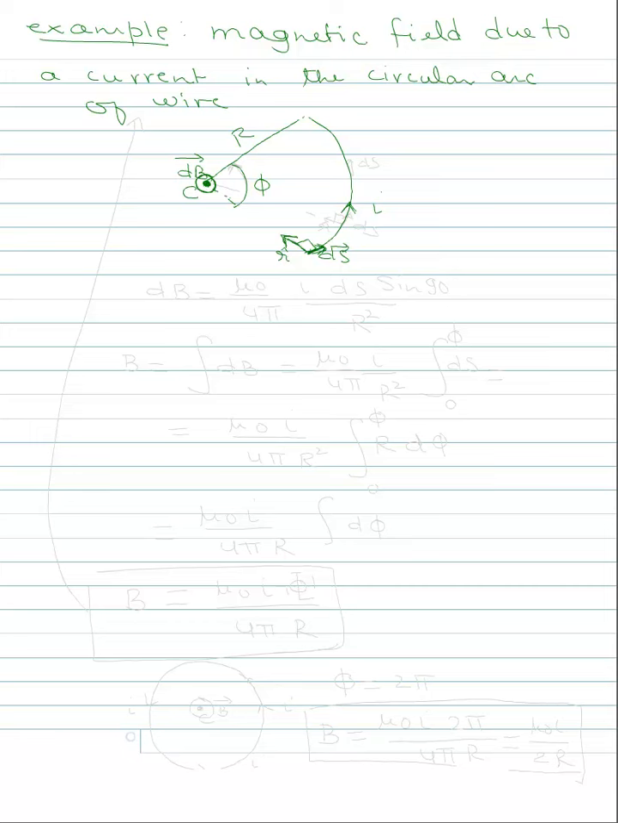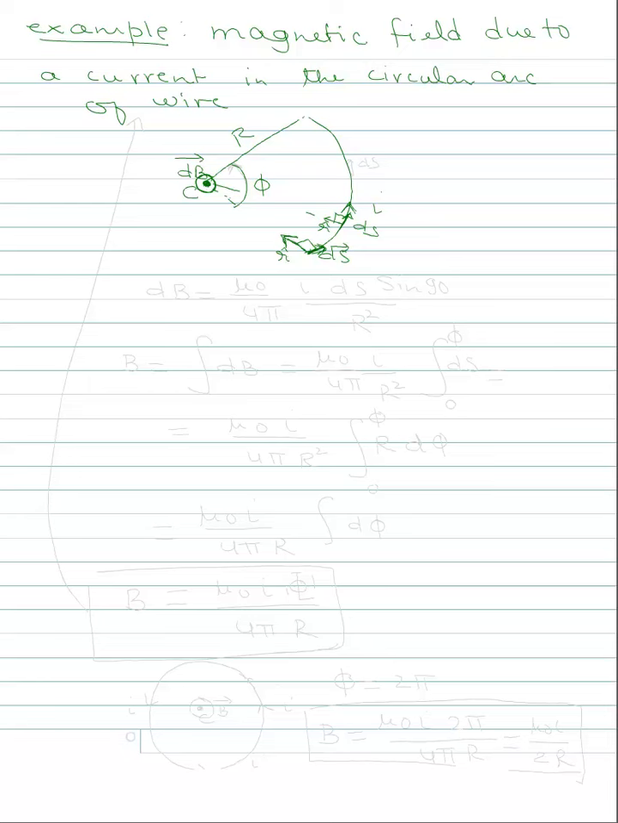Now notice that no matter which ds you consider, if you consider a ds here, again the corresponding r vector would be like this. So if this is your ds, then r hat will be like this. Again the angle between them is 90 degrees, and again the magnetic field direction is coming out.